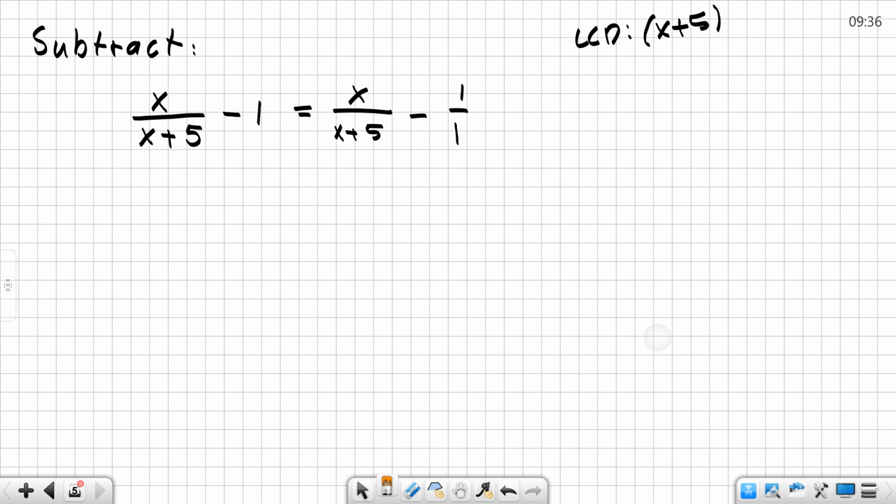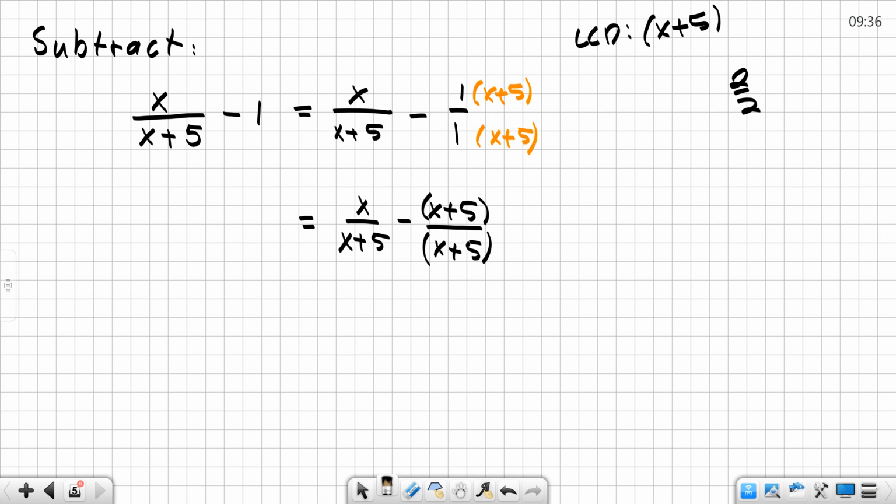So what I'm going to do with my second fraction right here, I multiply the top and the bottom with x plus 5. And what I will get now, I have x divided by x plus 5. And I subtract from this x plus 5 divided by x plus 5. This is the same thing as the number 1. In the same way that, for instance, 2 divided by 2 is 1, 5 divided by 5 is 1. So x plus 5 divided by x plus 5 is also 1.